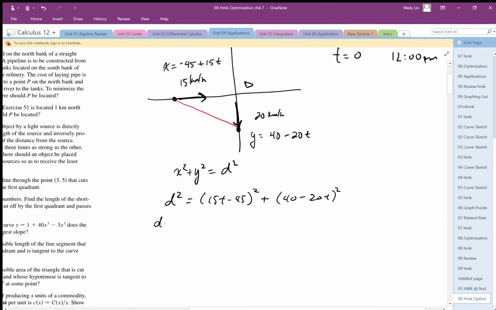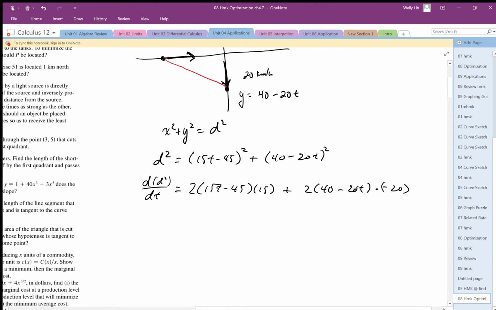Then I need to differentiate. I need to do d of d squared over dt, and where that's equal to 0 is where I'm going to find either my max or min. So I'm going to differentiate this. 2 times (15t minus 45) times 15. I need to apply the chain rule here, so plus 2 times (40 minus 20t) times negative 20.